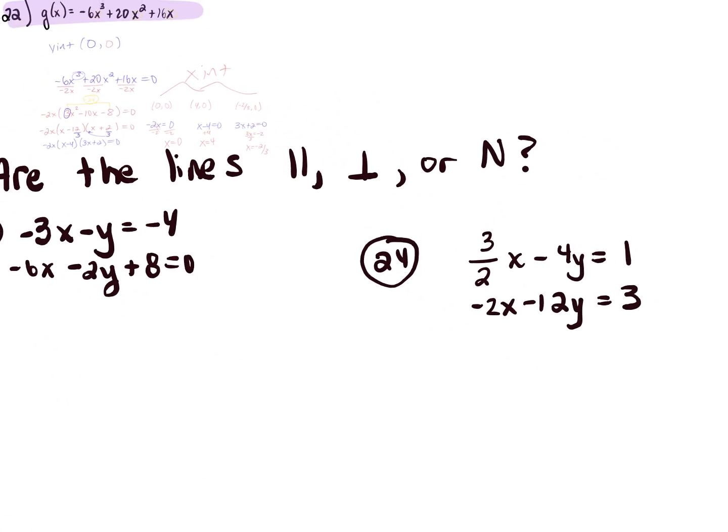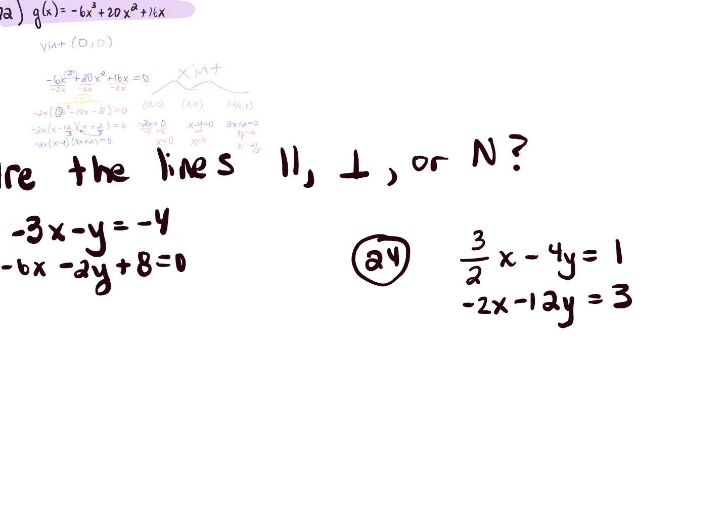How do you tell if lines are parallel, perpendicular, or neither? Parallel lines have the same slope. Perpendicular has opposite reciprocal. Opposite signs, flip the fraction. Neither is none of those.